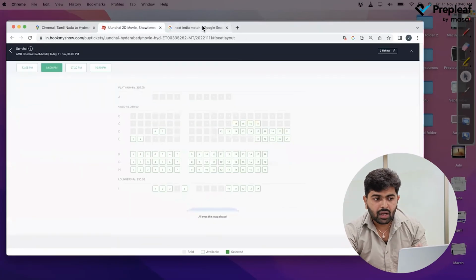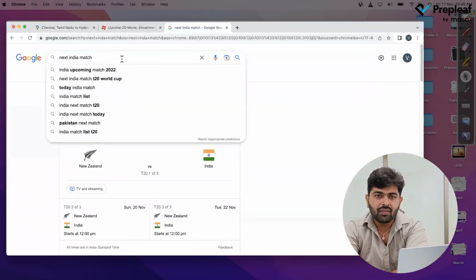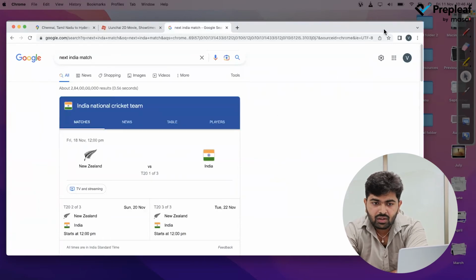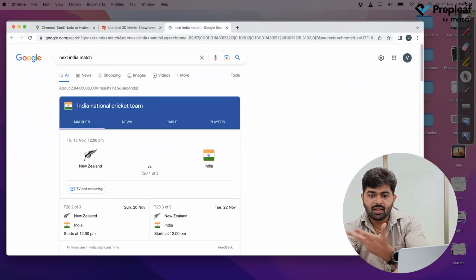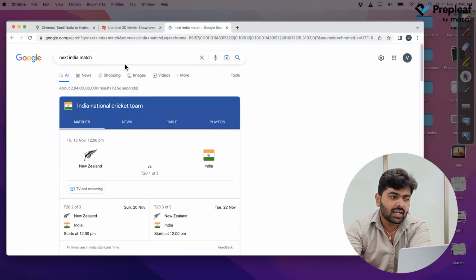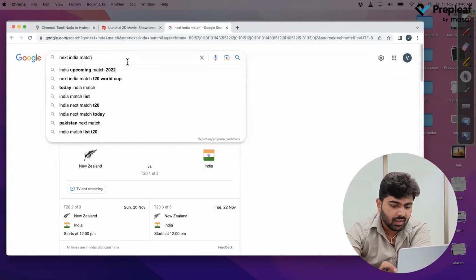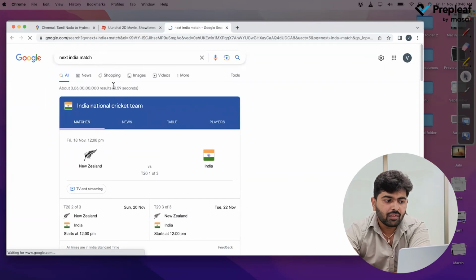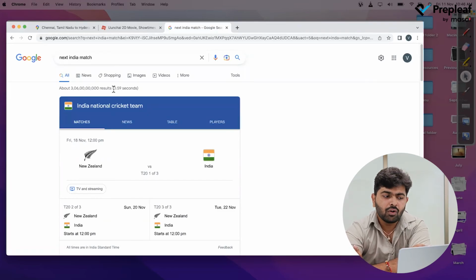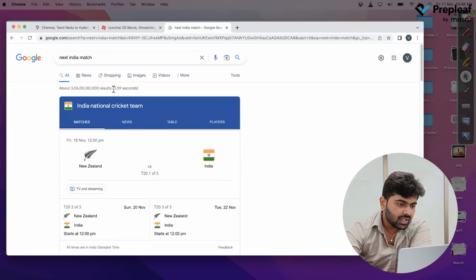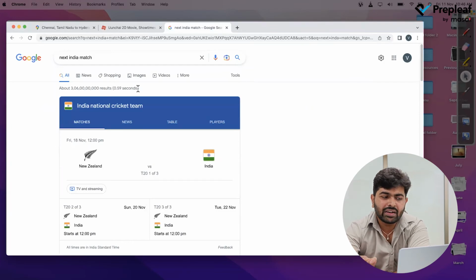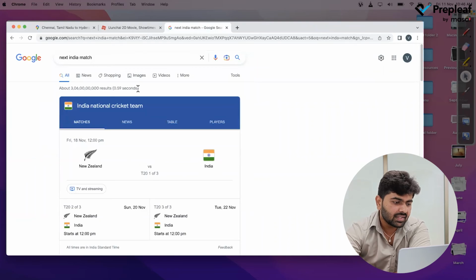Now take the next India match, when is it happening? I am shooting this on the 11th. Yesterday, the 10th, we lost the match. Now, when is the next India match? See how much time it takes to give the result. If I press enter, it takes 0.59 seconds. If it took 1 hour, no one would stay, no one has that much time. It gives the result in 0.59 seconds, not even a complete second. Next it says New Zealand versus India is the next match. Out of so many results, that is how fast the algorithm is working.